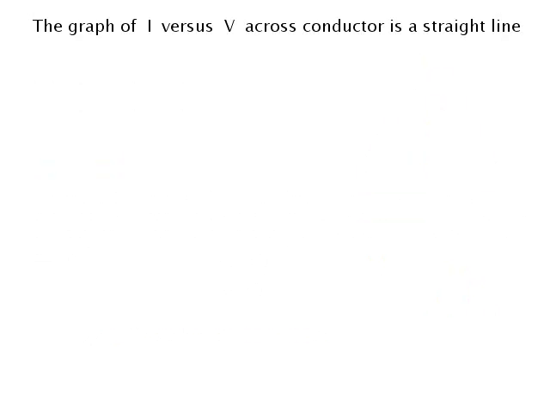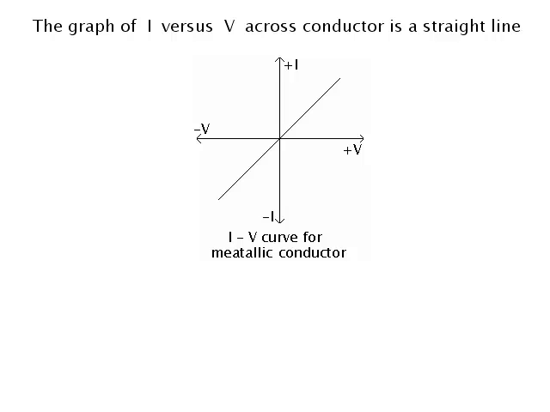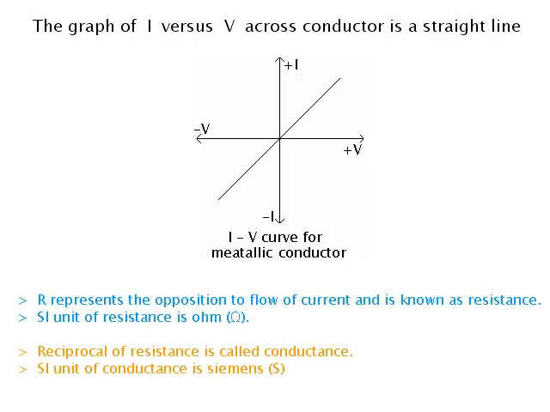The graph of I versus V across a conductor is a straight line as shown in figure. R represents the opposition to flow of current and is known as resistance. SI unit of resistance is ohms. Reciprocal of resistance is called conductance. SI unit of conductance is Siemens, denoted by S.